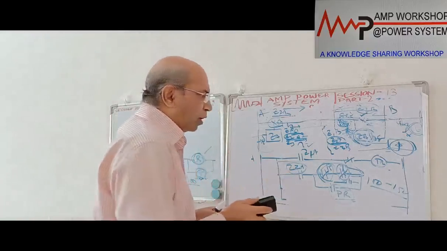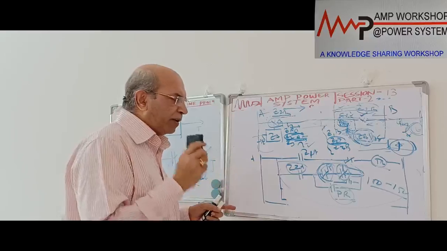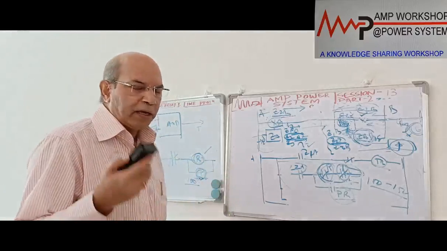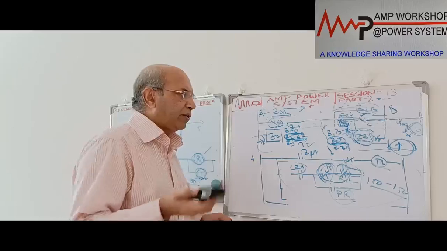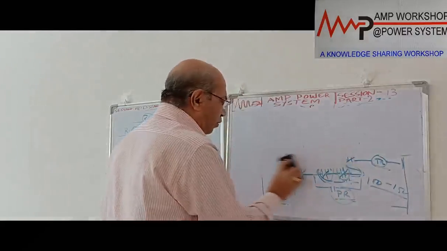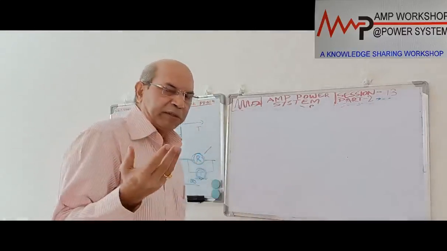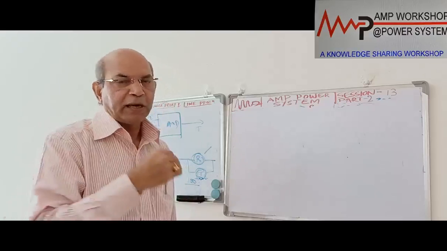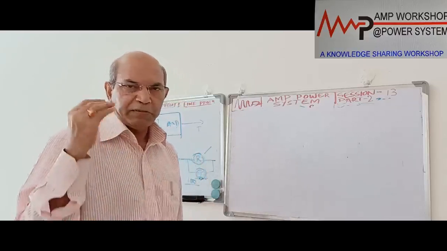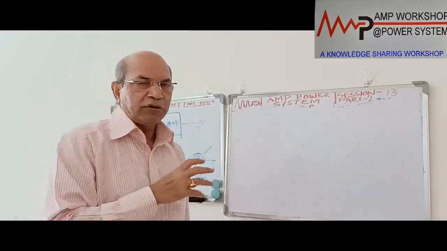So the directional unblocking scheme is similar to the permissive overreach scheme. In the permissive overreach scheme, if we include this channel failure criteria, then it becomes the directional comparison unblocking scheme. Now these are the various schemes. If you look into this, from these various schemes we can say the permissive or transfer trip scheme is a dependable scheme, because you need the signal from the other end to receive it. The permissive scheme is a very secure scheme, because the channel security will ensure that you are operating.